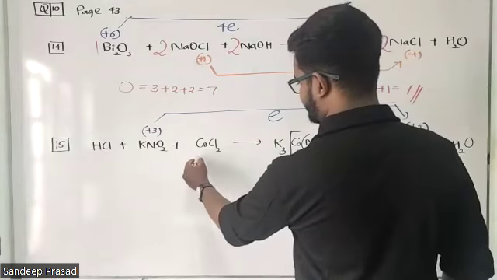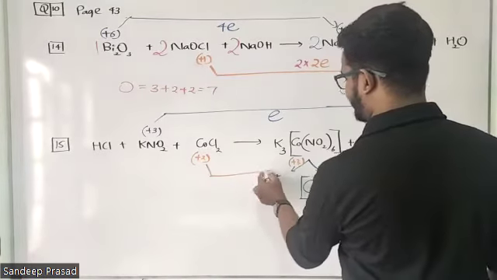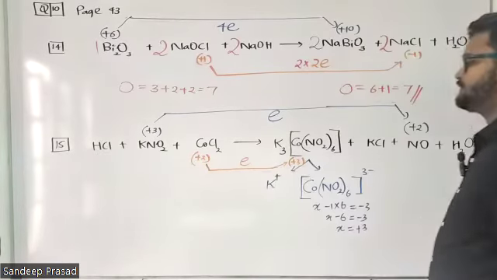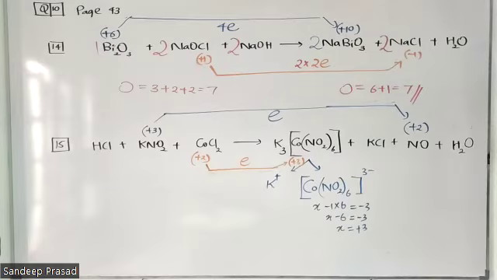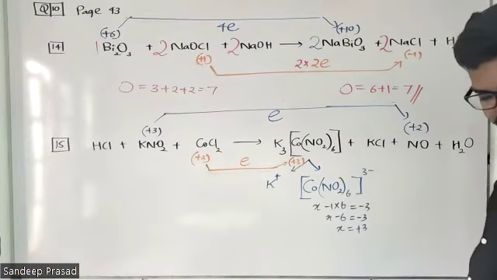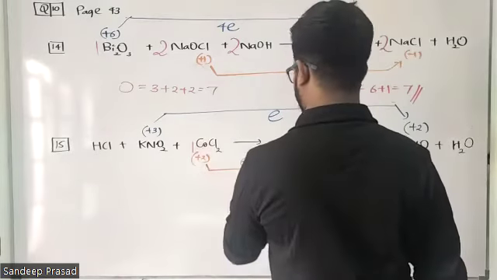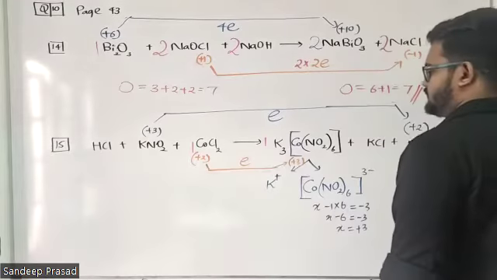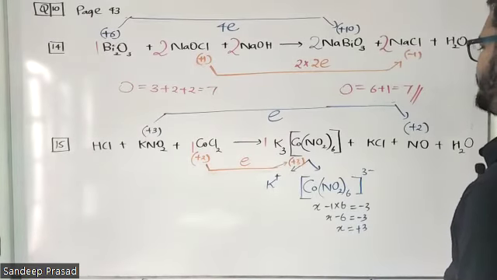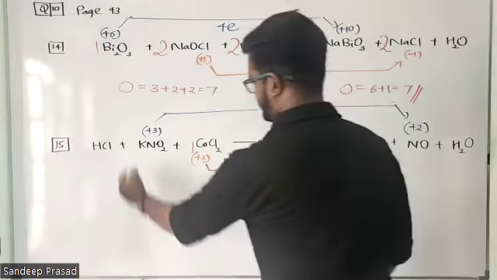Cobalt is changing its oxidation state from +2 to +3, increasing by just 1 electron. So nothing to worry about, just 1 electron. Already the increment and decrement are both equal, 1 and 1. So therefore these coefficients never change. Here also 1. Here also 1. Here also 1.